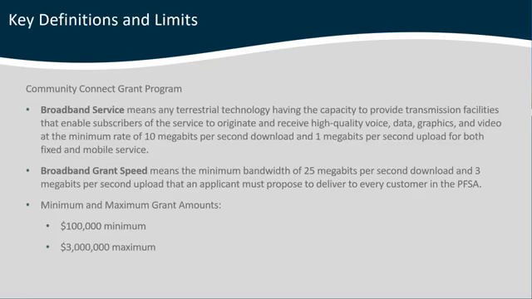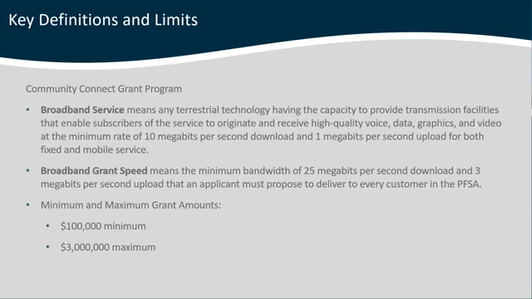So here are some key definitions and limits. Broadband service is any terrestrial technology which has the ability to transmit at 10 megabits per second down, 1 megabit per second up for both fixed and mobile service. This definition is important because it's used to establish what is considered to be an unserved service area.